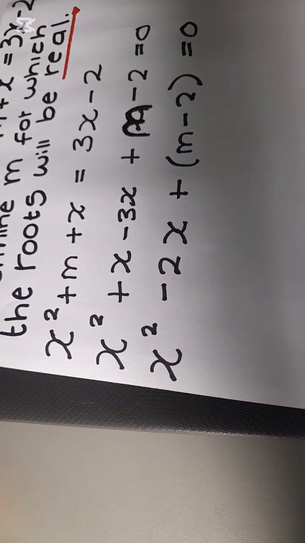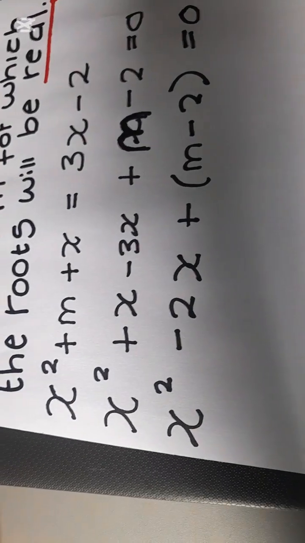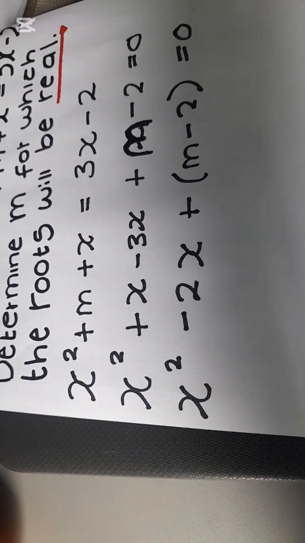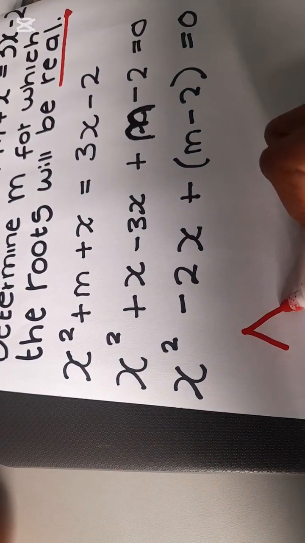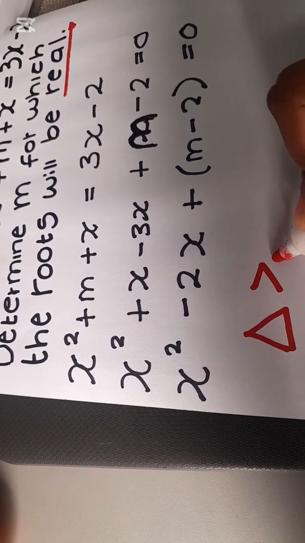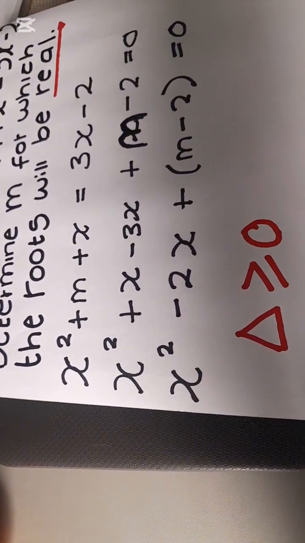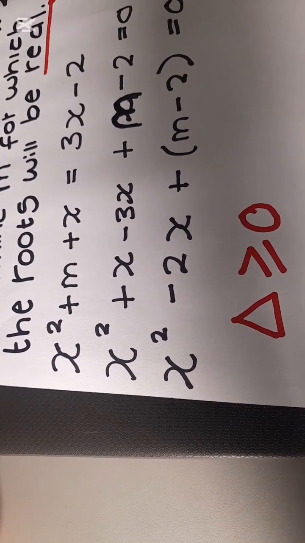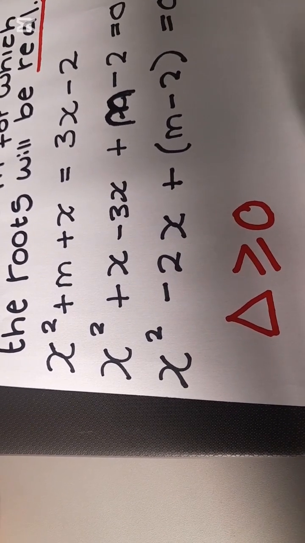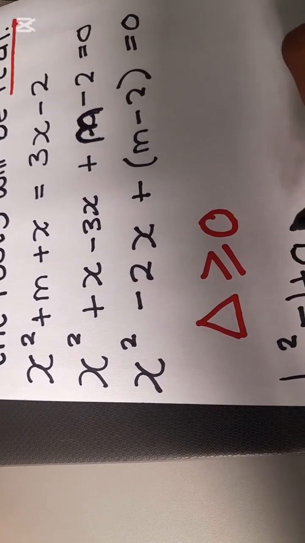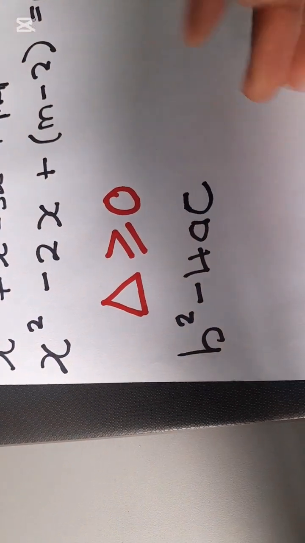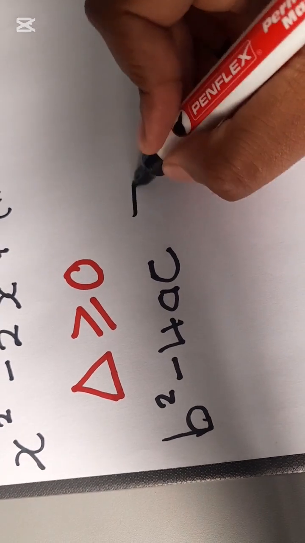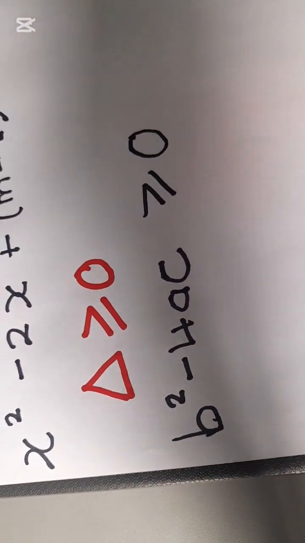So after we have done with this, we get to go and look at the statement. It says that determine the value of m for which the root will be real. And we know that when the root is real, then it means that the determinant is greater or equal to 0. So since we know that our determinant is b squared minus 4ac, then it means that we're going to have b squared minus 4ac is greater or equal to 0.